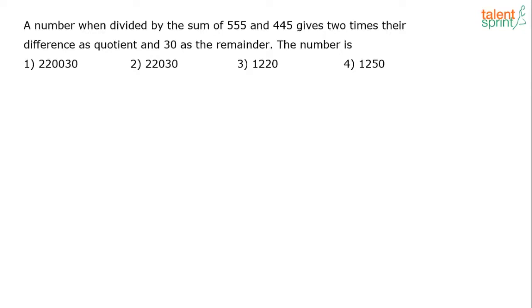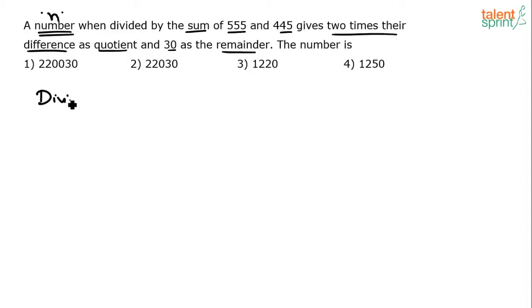Let me explain this now. A number when divided by the sum of 555 and 445 gives 2 times their difference as quotient and 30 as remainder. What is the number? So basically there's a number. Let's assume the number is n. This number is divided by the sum of 555 and 445. It gives 2 times their difference as the quotient and 30 as the remainder. What is the number? Simple.